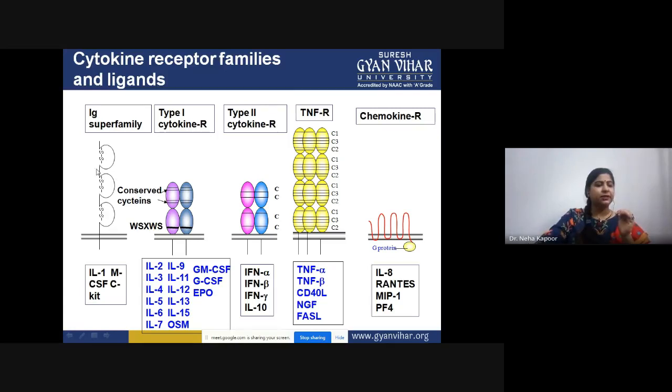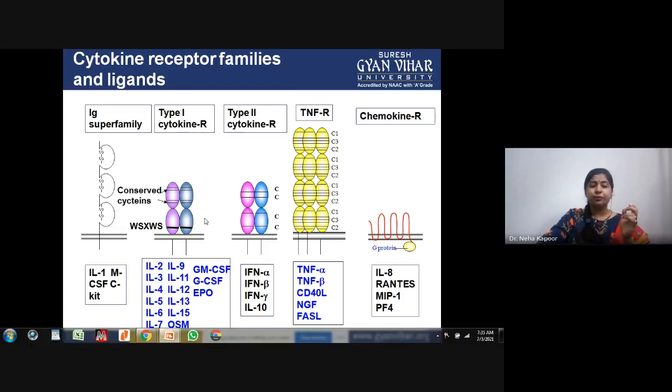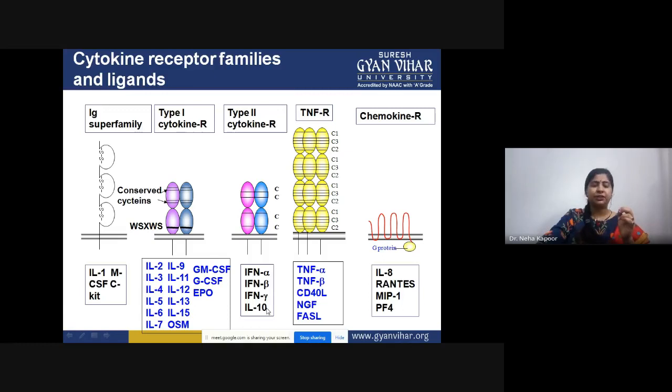As you can see, this is the immunoglobulin superfamily. Their domains are being shown, and the major cytokine is interleukin 1, colony stimulating factor. Type 1 cytokine receptor, here you can see there are conserved domains. This type of structure is being displayed, and it normally acts as the attachment site for interleukin 2, 9, 3, 4, 5, 6, and erythropoietin. Type 2 is the attachment site for interferon alpha, beta, gamma, and interleukin 10.